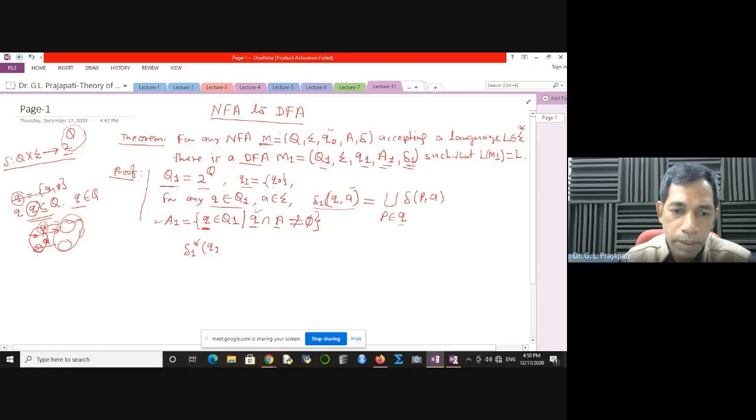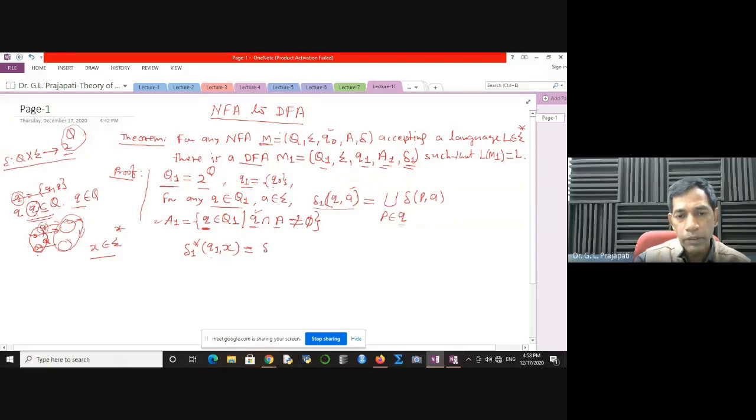So this is the initial state in your DFA. From this initial state, if you have the string X, where X is any string taken from sigma star, then this conversion says that if you are at the initial state Q1 of your DFA, and from that initial state you have the string X, you will go to some subset.